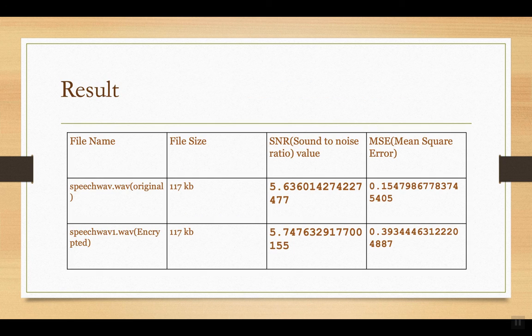While testing, we took a sample wave file called speech wave whose SNR value, that is signal to noise ratio value, and MSE, which is mean square error, is calculated before and after encryption. By looking at results, it can be said that our program is working fine and there is very less distortion and there is no loss of data.